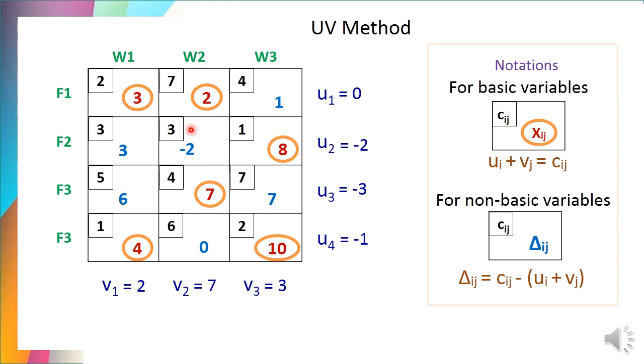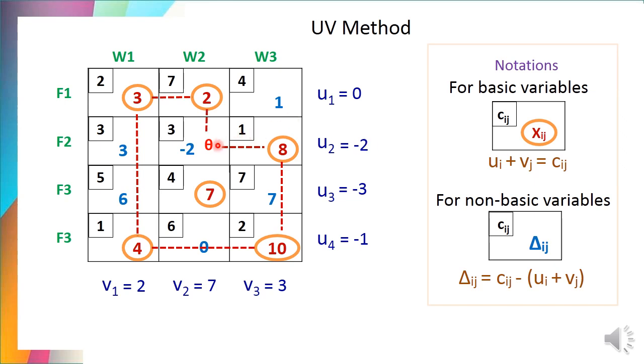So we need to allocate for this particular cell. We need to allocate with some value of theta, let us say. How much we need to allocate? What is the value of theta? That is found by constructing the closed loop. That is computed by constructing the closed loop. How can we construct the closed loop? We can construct the closed loop something like this.